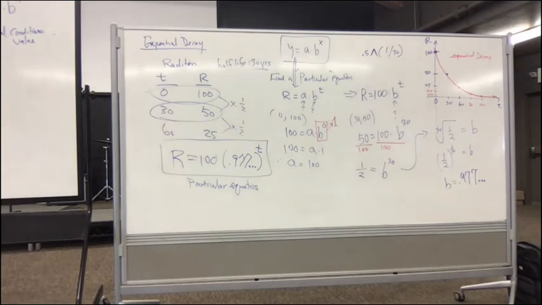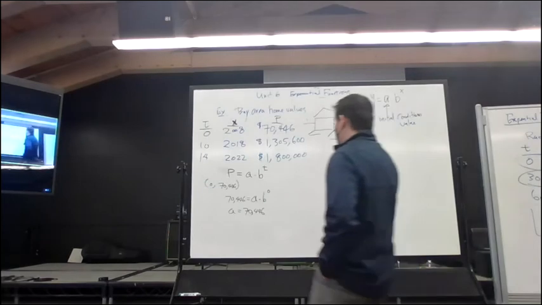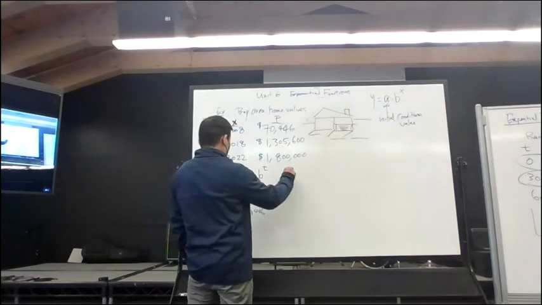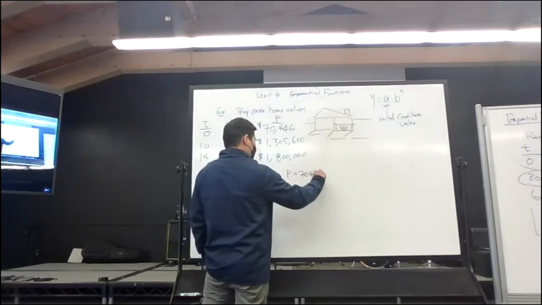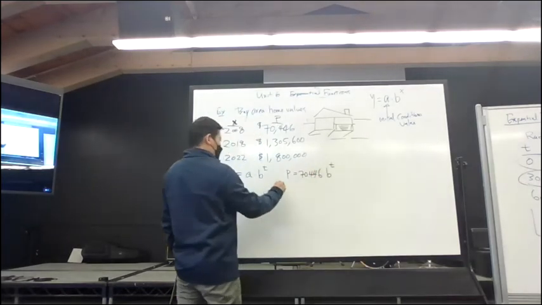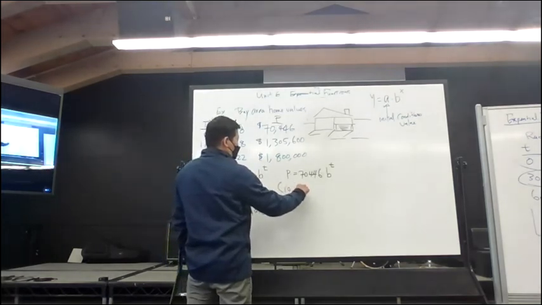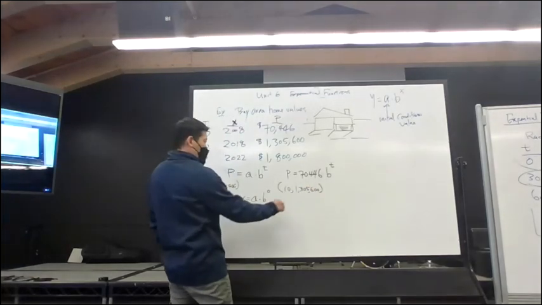But a lot of the times you are not given what the initial value is. So let me see if you have this. So now we have P is equal to 70,446 times b to the T power. Then we're going to use the next value, which is 10 and 1,305,600.